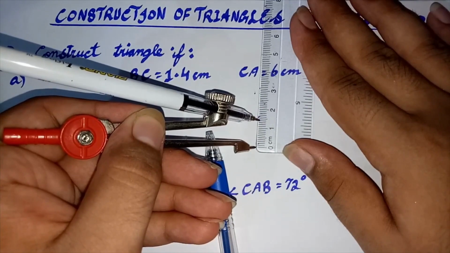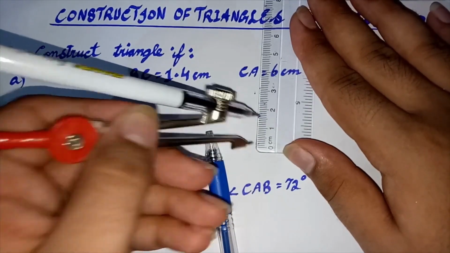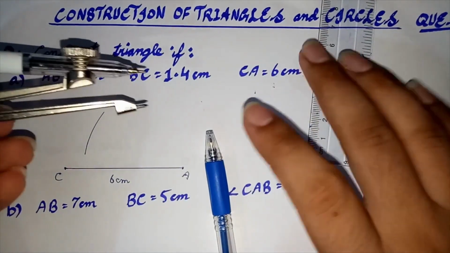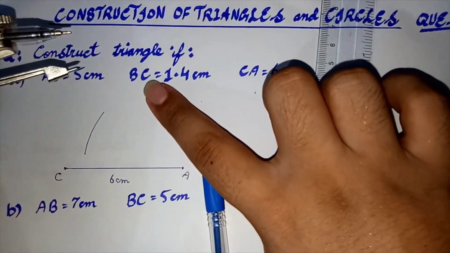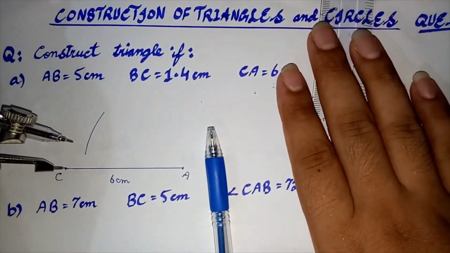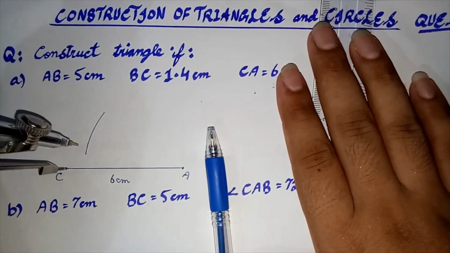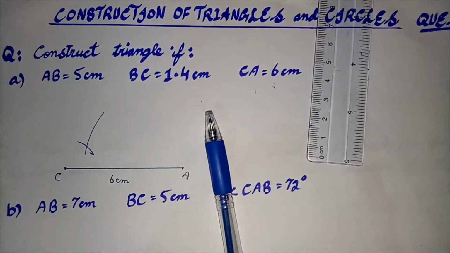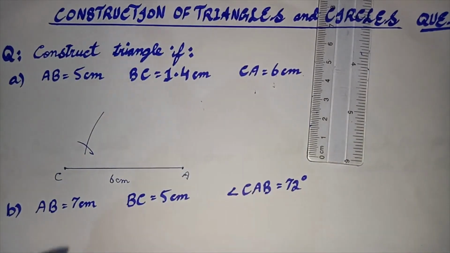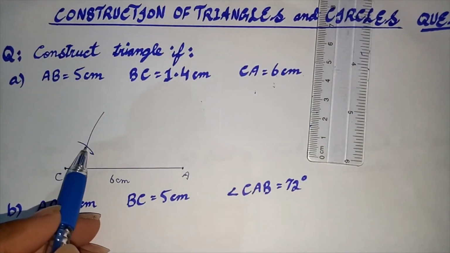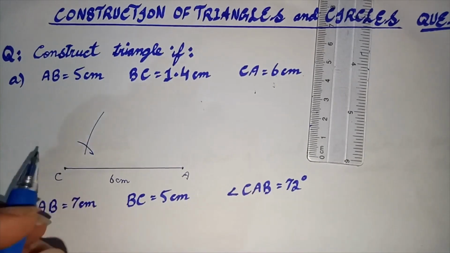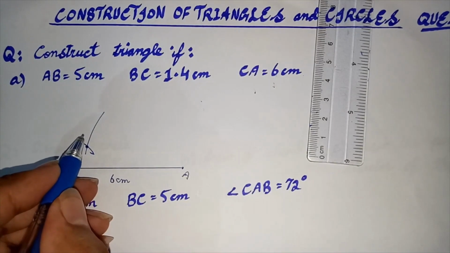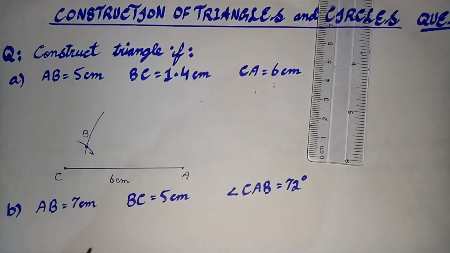Okay, I have opened a length of 1.4 centimeters. So now I will put this point on C, just like that. Okay, and now I will draw another arc of it. Now I have drawn the arc. Now actually this is the point B we have, where these two arcs intersect. This will be our point B.